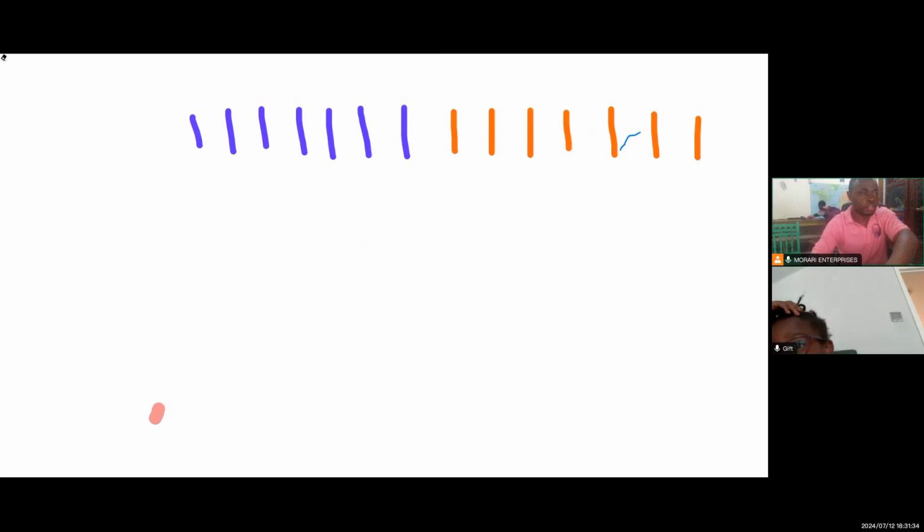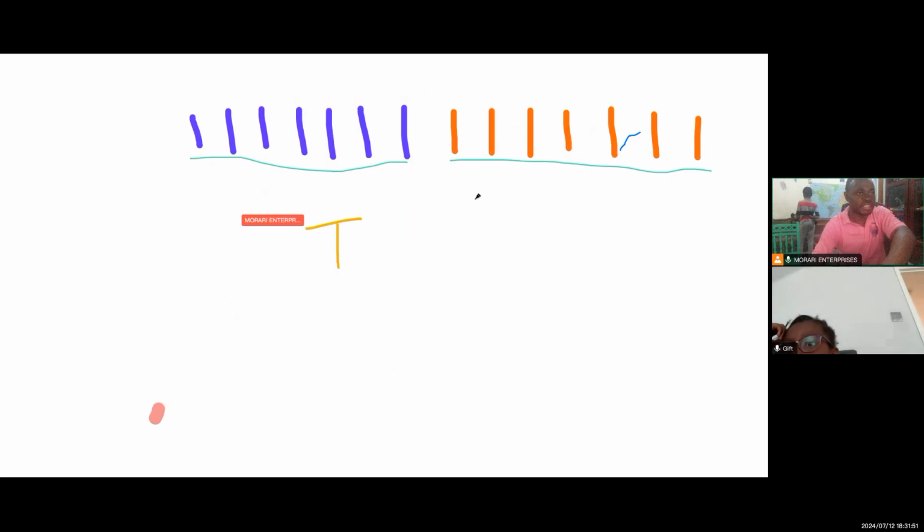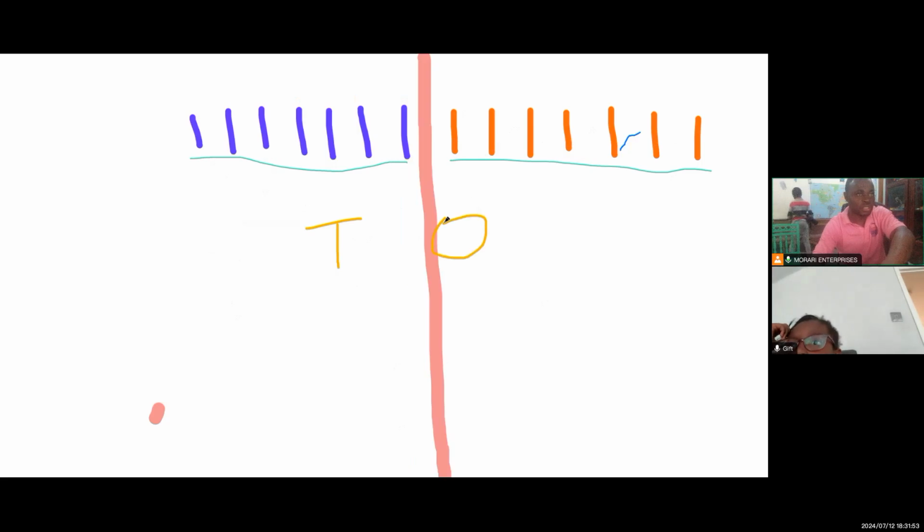And then we have 1, 2, 3, 4, 5, 6, 7. So we have 7 and 7. These are the things we want to add. So we got 7 ones and another 7 ones. And we say there are 14 ones. But there is no way to write 14 ones except we do a trick, because we have the tens place and the ones place.